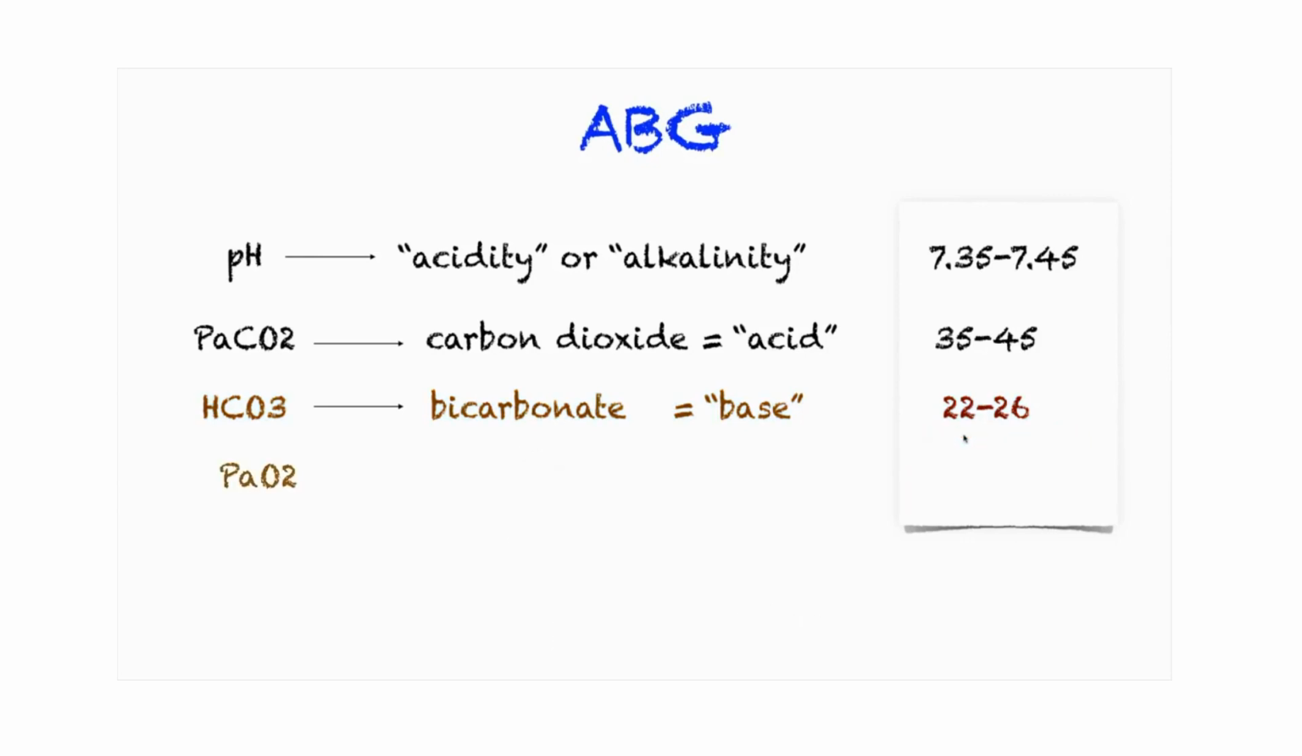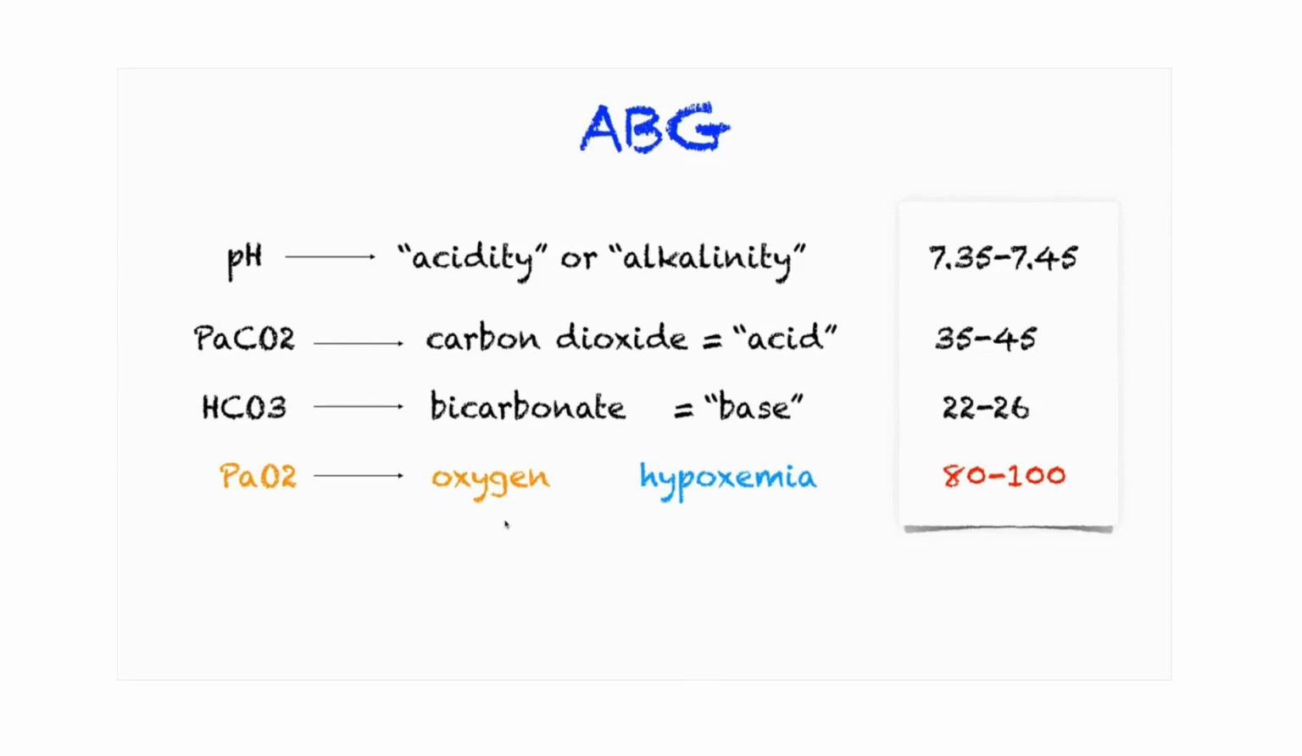Lastly is your PaO2 or oxygen. This is also being regulated by our lungs, and our normal value for this is 80 to 100. Now, although this is important for us to check when reading our patient's ABG, we don't really need the number when it comes to interpreting whether your patient is having respiratory or metabolic, acidosis or alkalosis. This simply will tell us whether your patient is having hypoxemia or not. But am I saying disregard PaO2 completely?